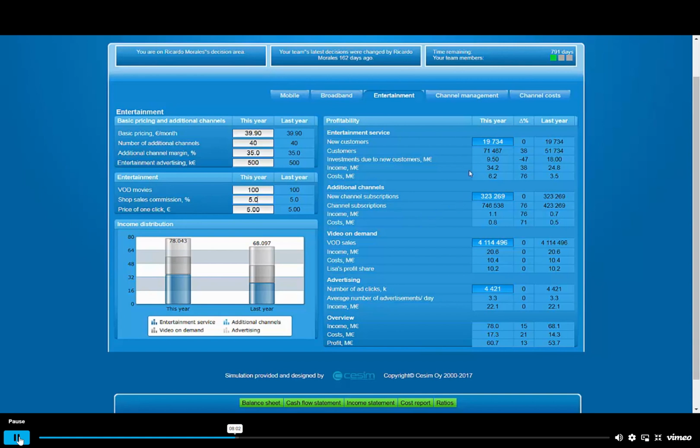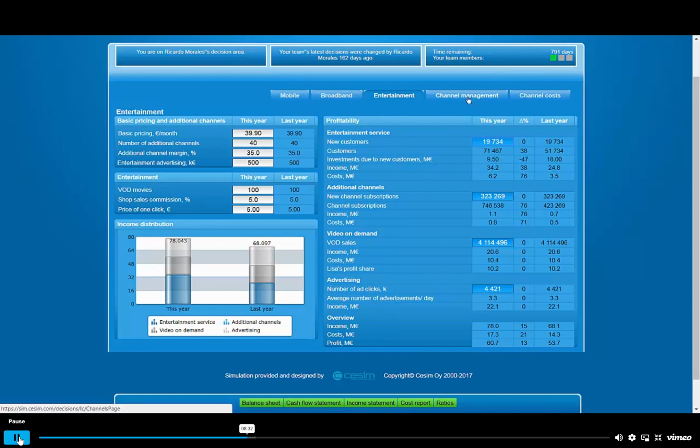Again, on the right-hand side here, we can see the profitability figures. In these blue cells, we make the estimations about the numbers of customers, channel subscriptions, VOD sales, and also the number of ad clicks. And it's a good idea to use the previous round figures when you start in the beginning to make these estimations. And eventually you can see what kind of profitability you can expect from this entertainment service.